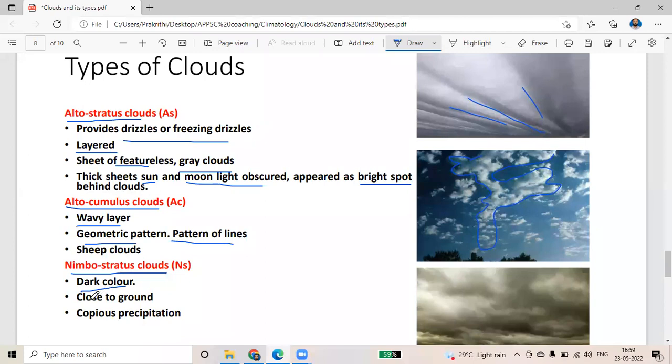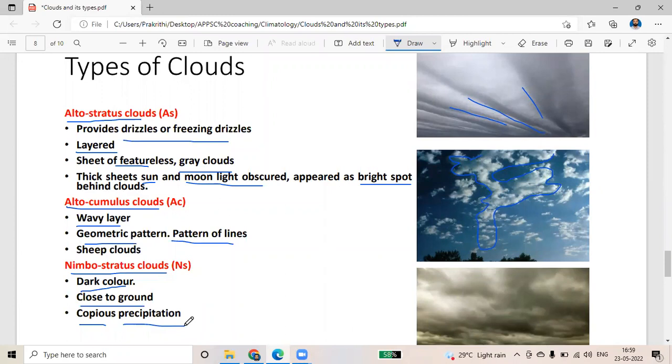Then it is almost close to the ground, but I said it extends from 2 to 5 kilometers, there is a difference. The minimum comes up to 2 kilometers. It is almost close to the ground. And there will be copious precipitation. That means there will be much more high precipitation from this cloud, nimbostratus cloud. So nimbus clouds will be low clouds, almost low clouds, dark, stratified, and this will give precipitation. So these are the major characteristics of nimbostratus clouds.